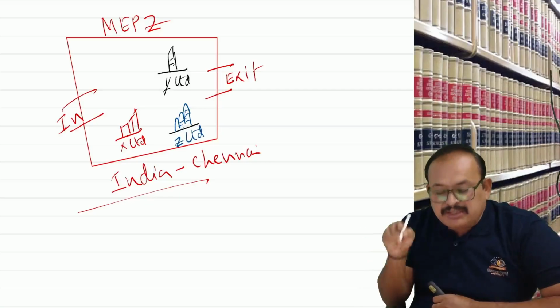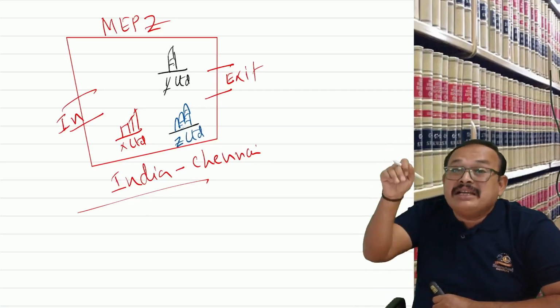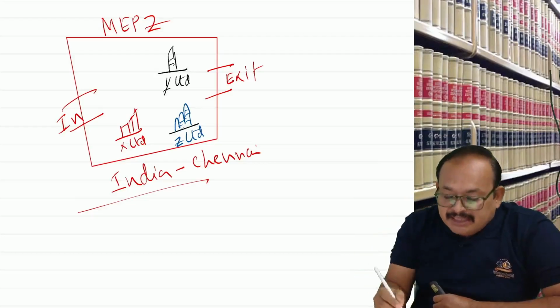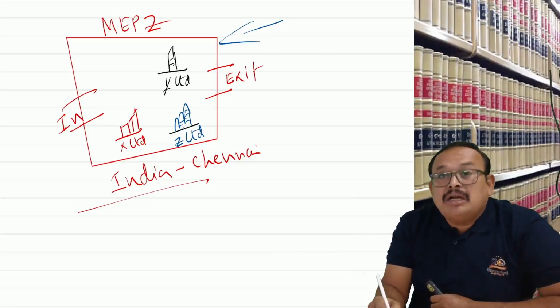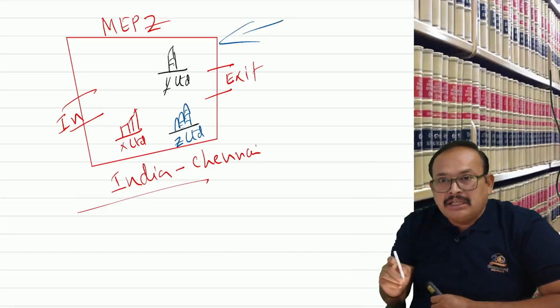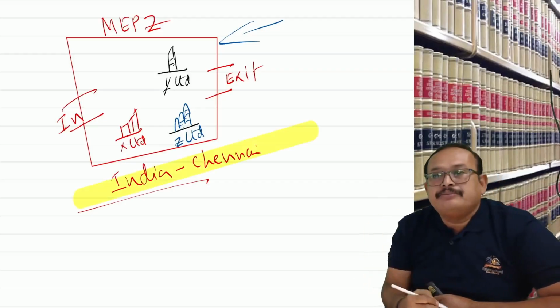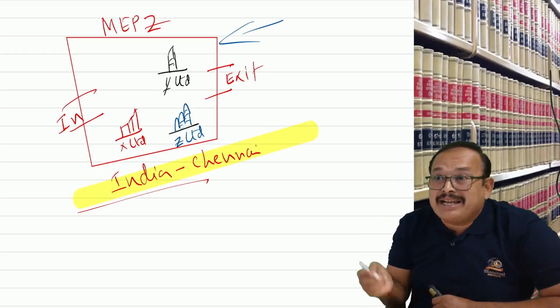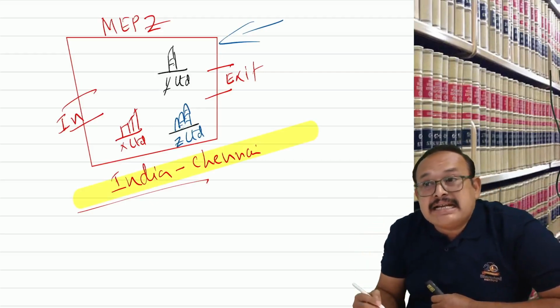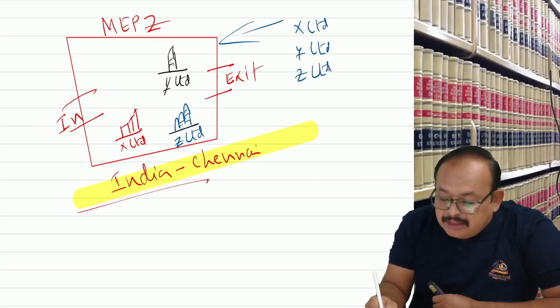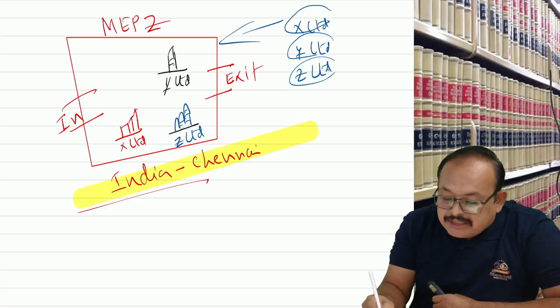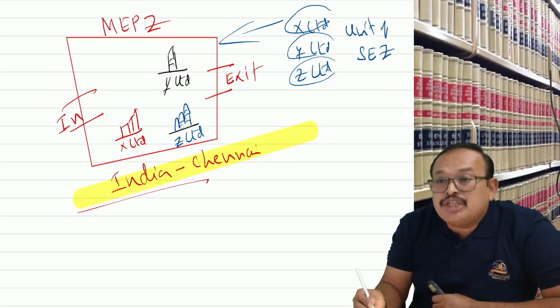X Limited, Y Limited, Z Limited got a license from the Government of India to have a unit in the designated area. This entire area is called a separate island within the territory of India. It's called what? A separate island within the territory of India. Now I can say that X Limited, Y Limited, Z Limited are called what type of units? Units of special economic zone.